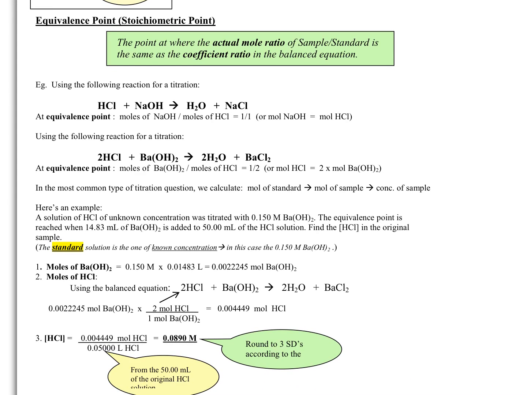So I just use my moles and the volume I originally had of the hydrochloric acid, so the 50 milliliters, to find the molarity of the hydrochloric acid. I make sure to round to my 3 significant digits, and always be careful that you're putting liters in when you're calculating for molarity, not milliliters.